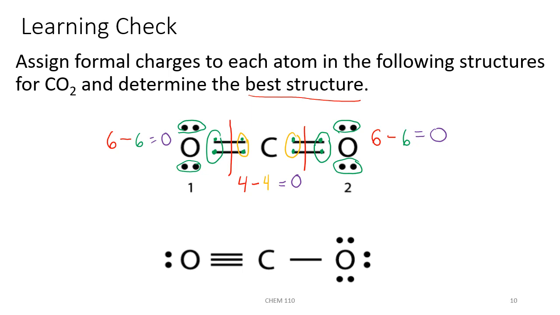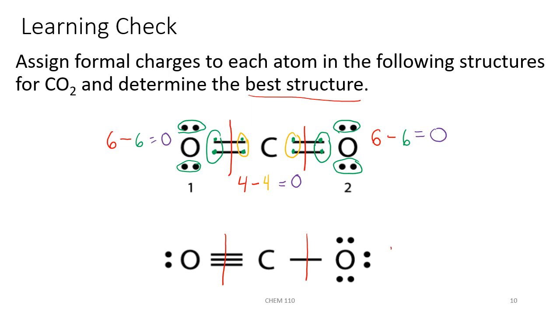Let's calculate the formal charges on the atoms in the structure below it. This is another appropriate Lewis structure that we saw we could draw for CO2. Everyone has a complete octet, so it is technically appropriate. Draw your line to break the bonds between the atoms. Let's start with the outer oxygen on the right-hand side.